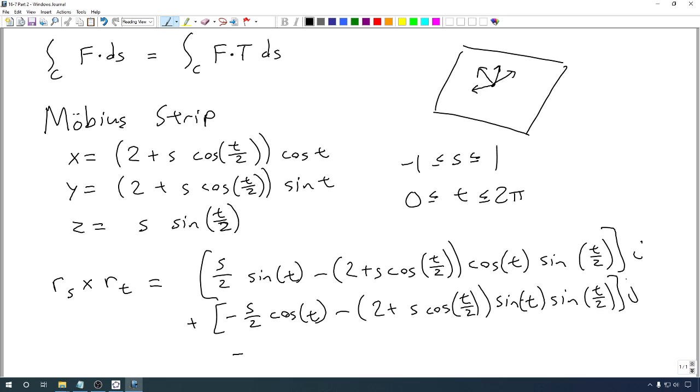And then finally, our k component is a little bit shorter, but it is still maybe a little bit more complicated than you'd like it to be. We have 2 plus s cosine of t over 2 times cosine of t over 2. That's times k. So a fairly complicated looking vector, but we can go ahead and graph it.